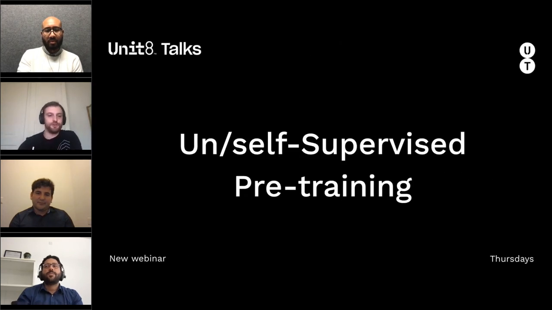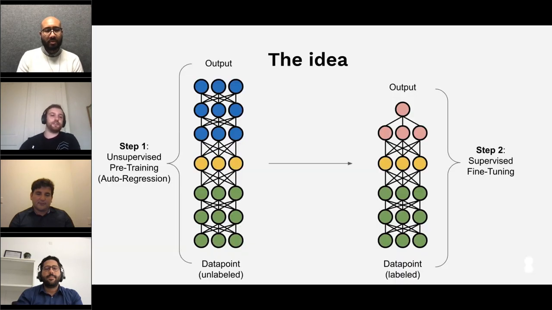So we go to the next method, which is unsupervised or self-supervised pre-training. The idea here is that you use your unlabeled data set in a first step to pre-train parts of your model. Then in the second step, you use your labels on top of that pre-trained part to fine-tune or adjust the model to give you good performance.